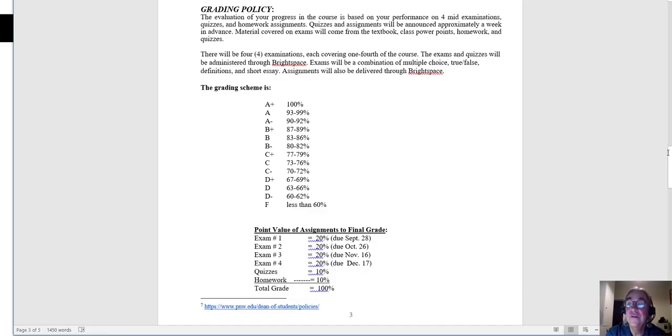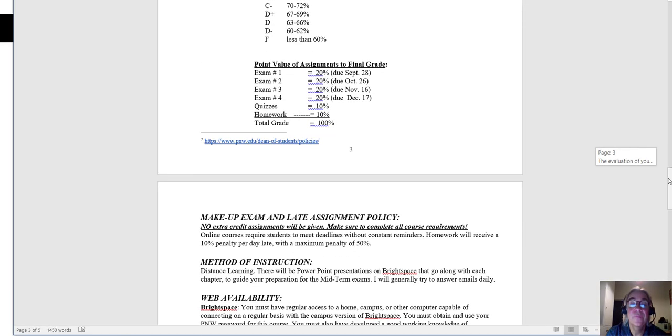Here are some important due dates coming up. Exam 1, September 28th. Remember, everything's online. Exam 2, the 26th of October, then November 16th, and December 17th. So there's no cumulative final. There are just these 4 tests throughout the semester. The 4th test is during finals week, but it just covers the last fourth or so of the class. Quizzes are 10% overall, homework 10%. So you've got that all laid out for you. You can take a look at it.